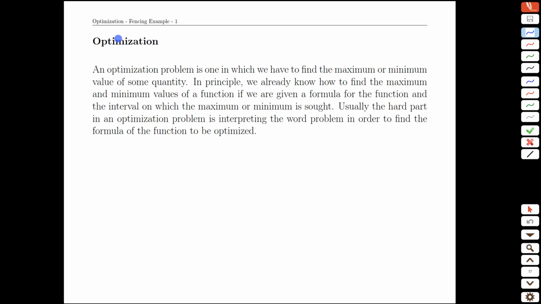In this video, we're going to introduce optimization, specifically working with word problems. We've already seen how to find maxima and minima values by looking at critical points and then analyzing those critical points using the first and second derivative tests. However, we haven't had to define the function we want to maximize or minimize, and that's usually the most challenging part in optimization problems. Let's start by taking a look at an example.